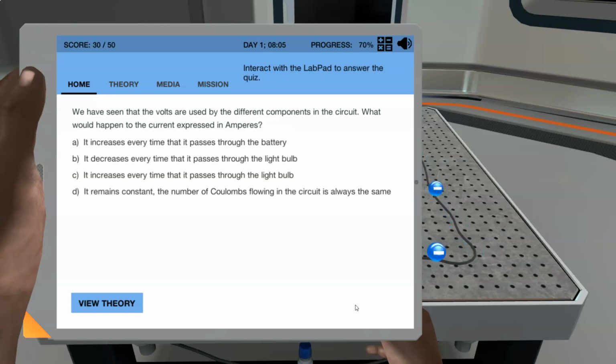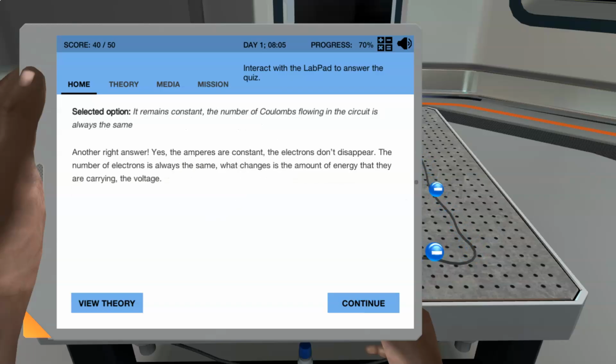We have seen that the volts are used by the different components in the circuit. What would happen to the current expressed in amperes? Another right answer. Yes, the amperes are constant, the electrons don't disappear. The number of electrons is always the same. What changes is the amount of energy that they are carrying, the voltage.